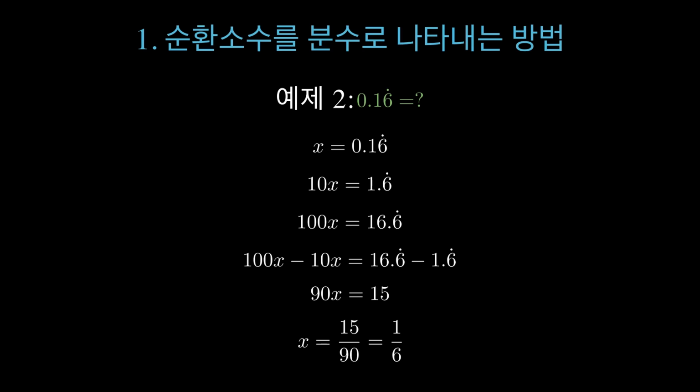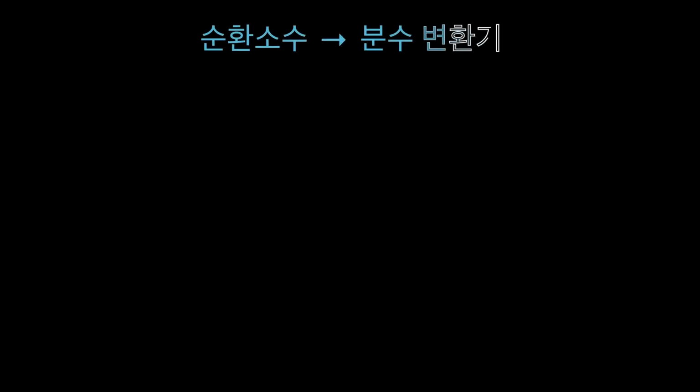Why did we do this? To make the digits after the decimal point line up perfectly as 0.6666 and so on. Now, when we subtract the two equations, the left side becomes 100x minus 10x, which equals 90x, and the right side becomes 16 minus 1, which equals 15. 90x equals 15. Solving for x yields x equals 15/90, and by simplifying it by dividing by 15, we get our final answer, 1/6.